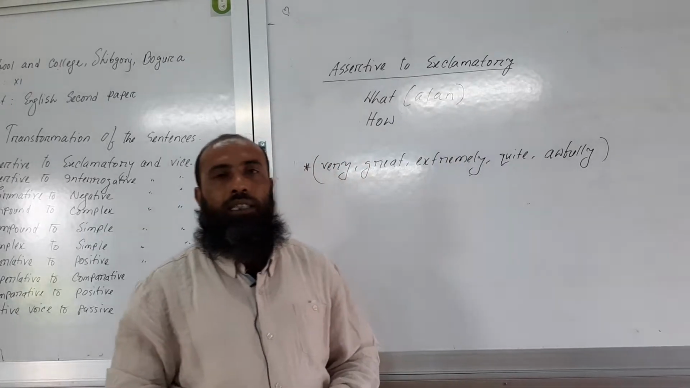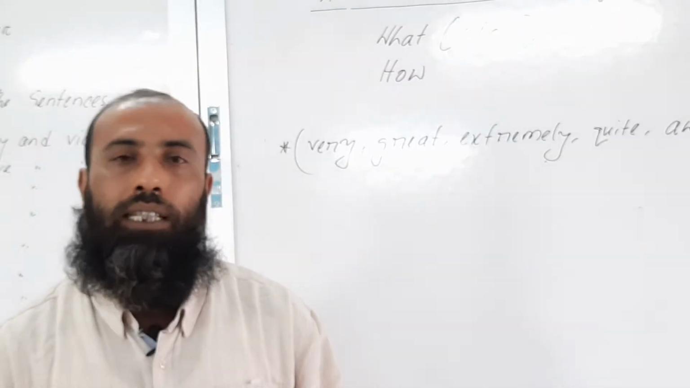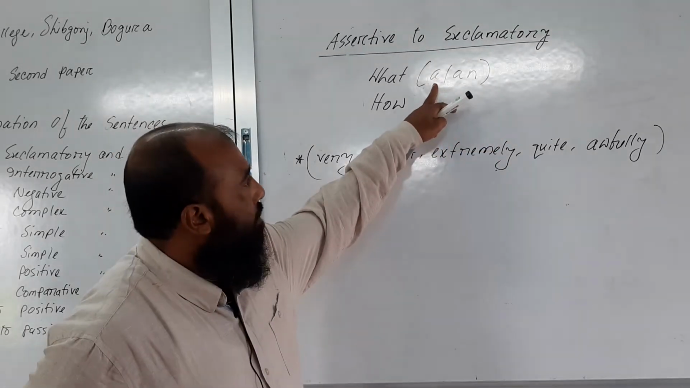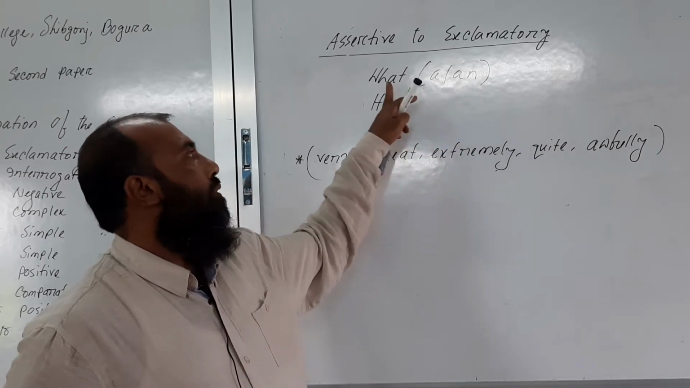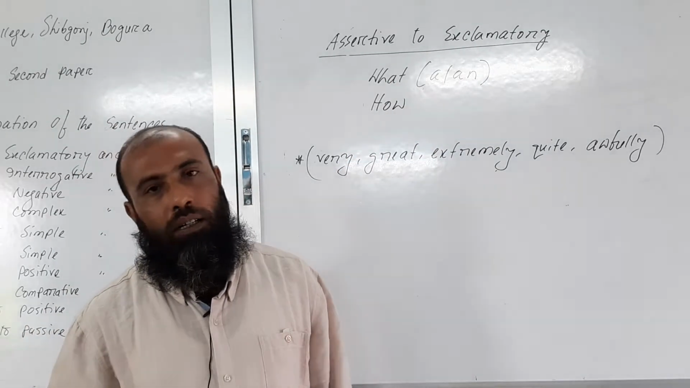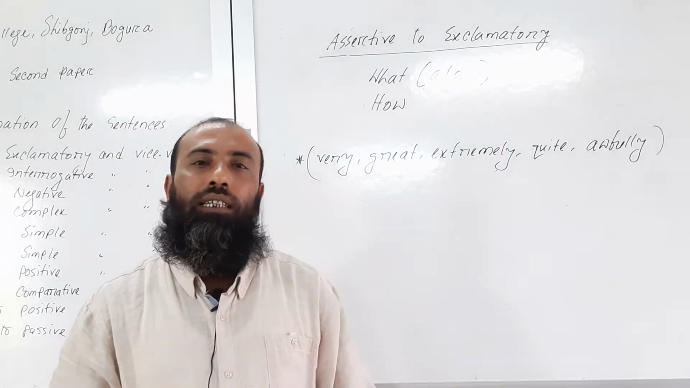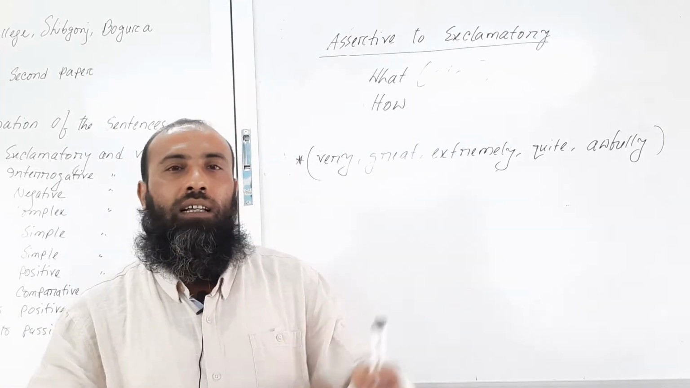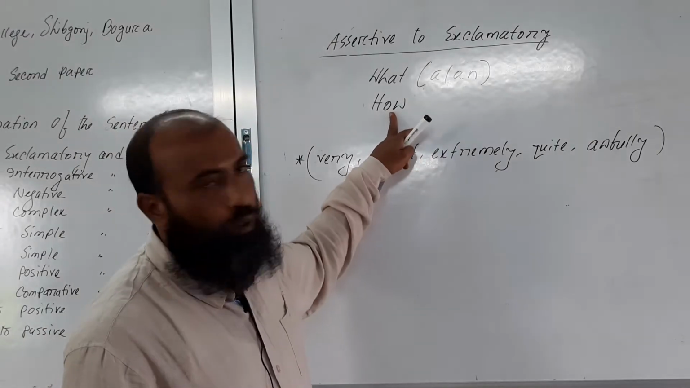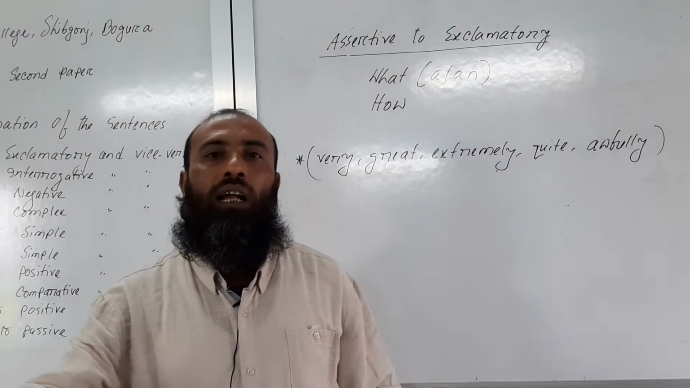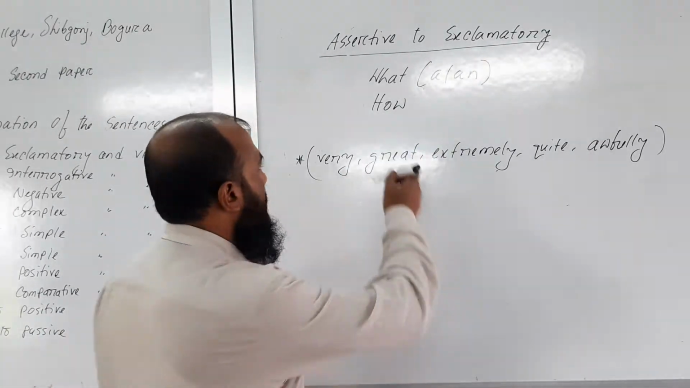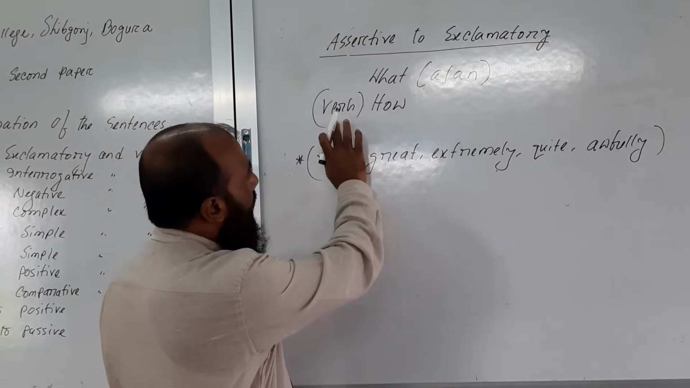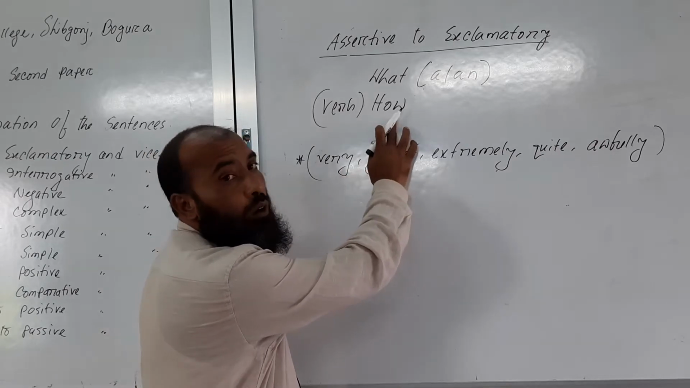If there is article a or an in the sentence, then you have to start the answer with what. Just before a or an, you have to use what. But if you don't find any a or an in the sentence, that is a or an is missing, in that case, you have to start the answer with how. Just after verb, you have to use how.